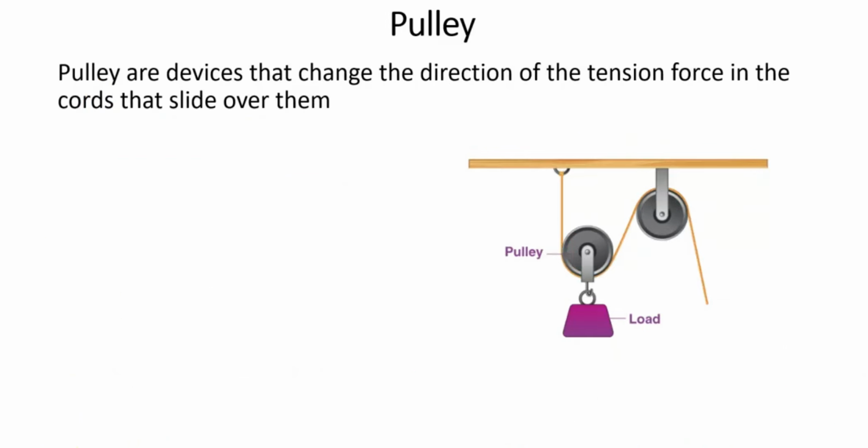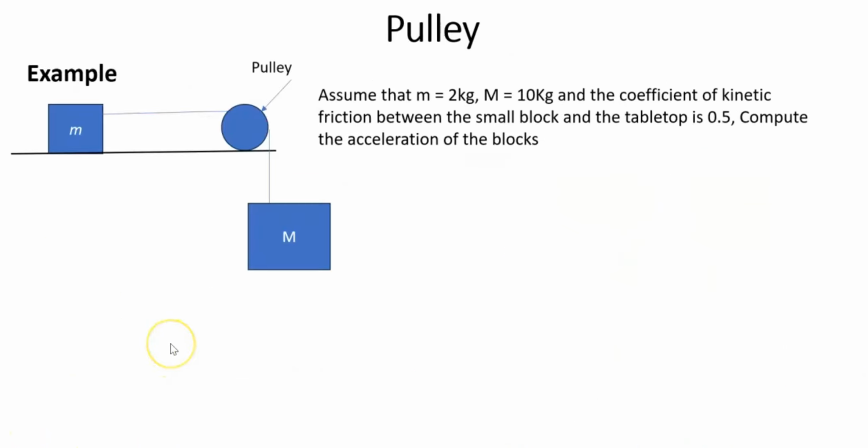Okay, let's look at some examples. Let's look at this example, in relation to what we just explained initially. There is a small mass m and a bigger mass M. Now we're asked to find the acceleration, assuming the small mass m is 2 kilograms and the big mass M is 10 kilograms. The coefficient of friction is 0.5.